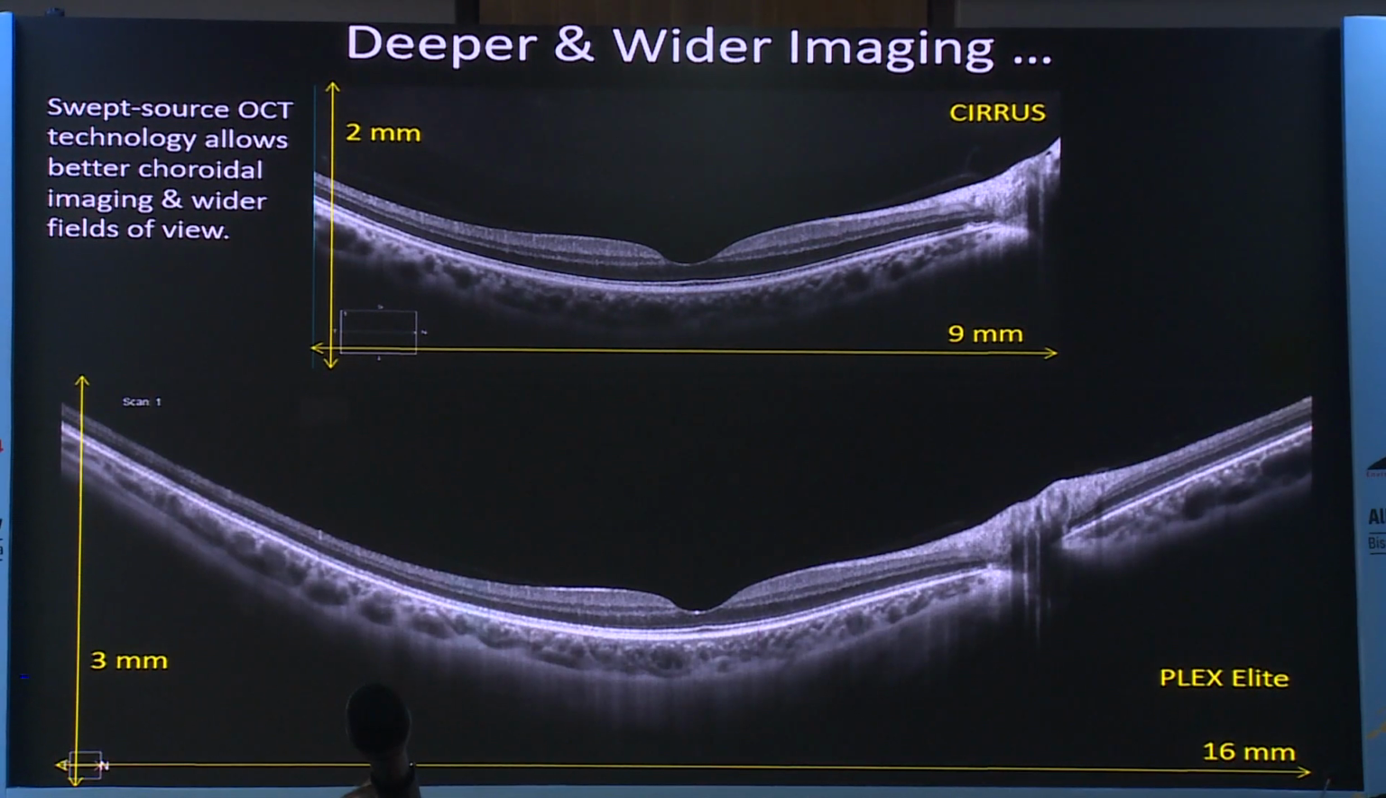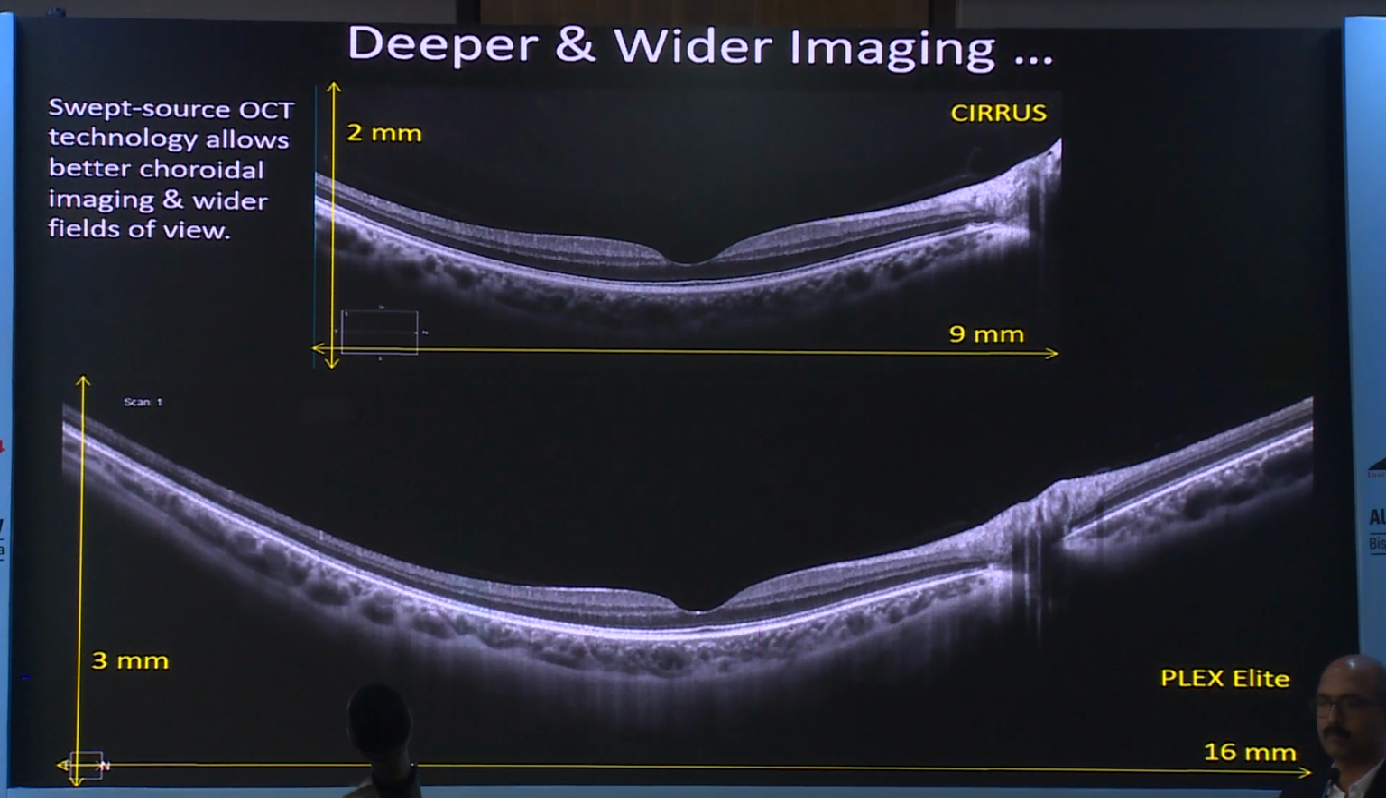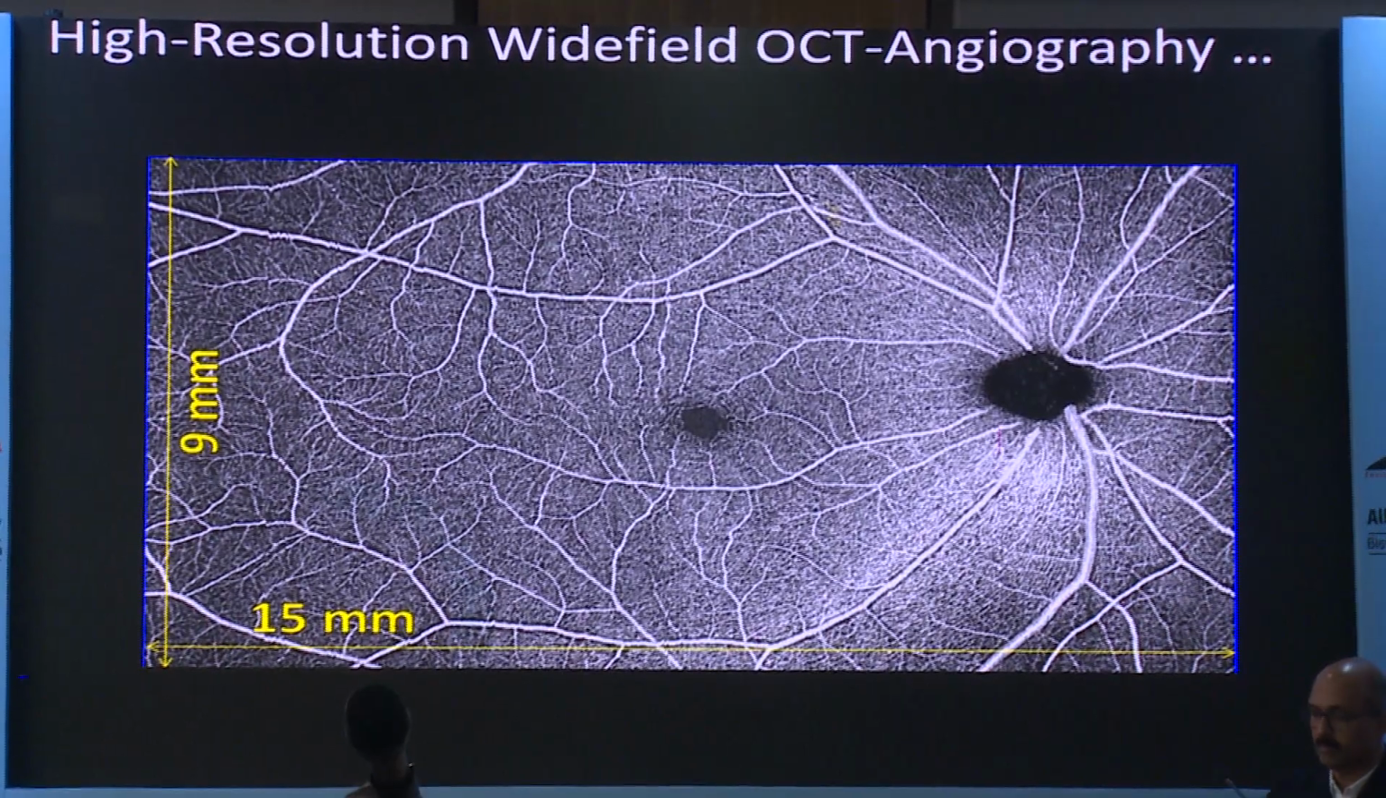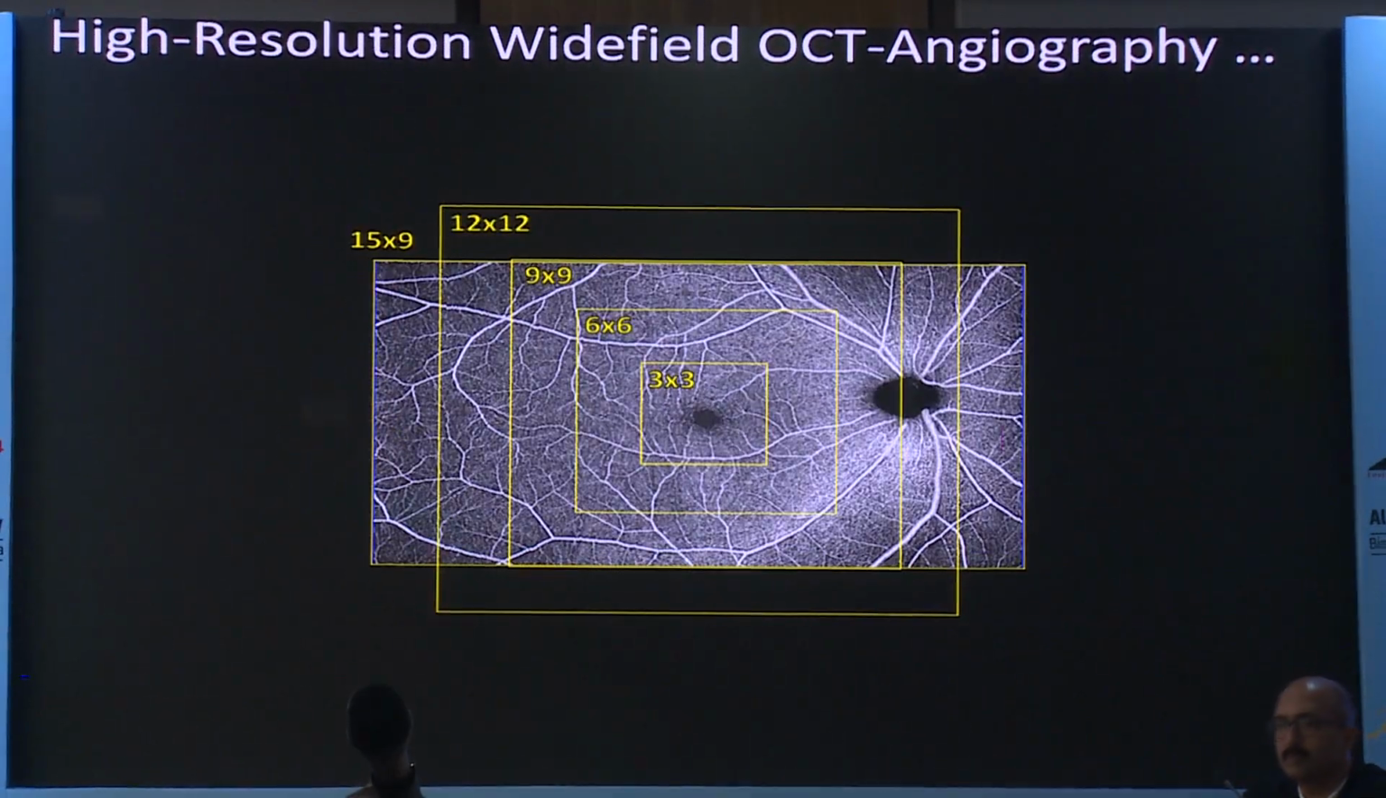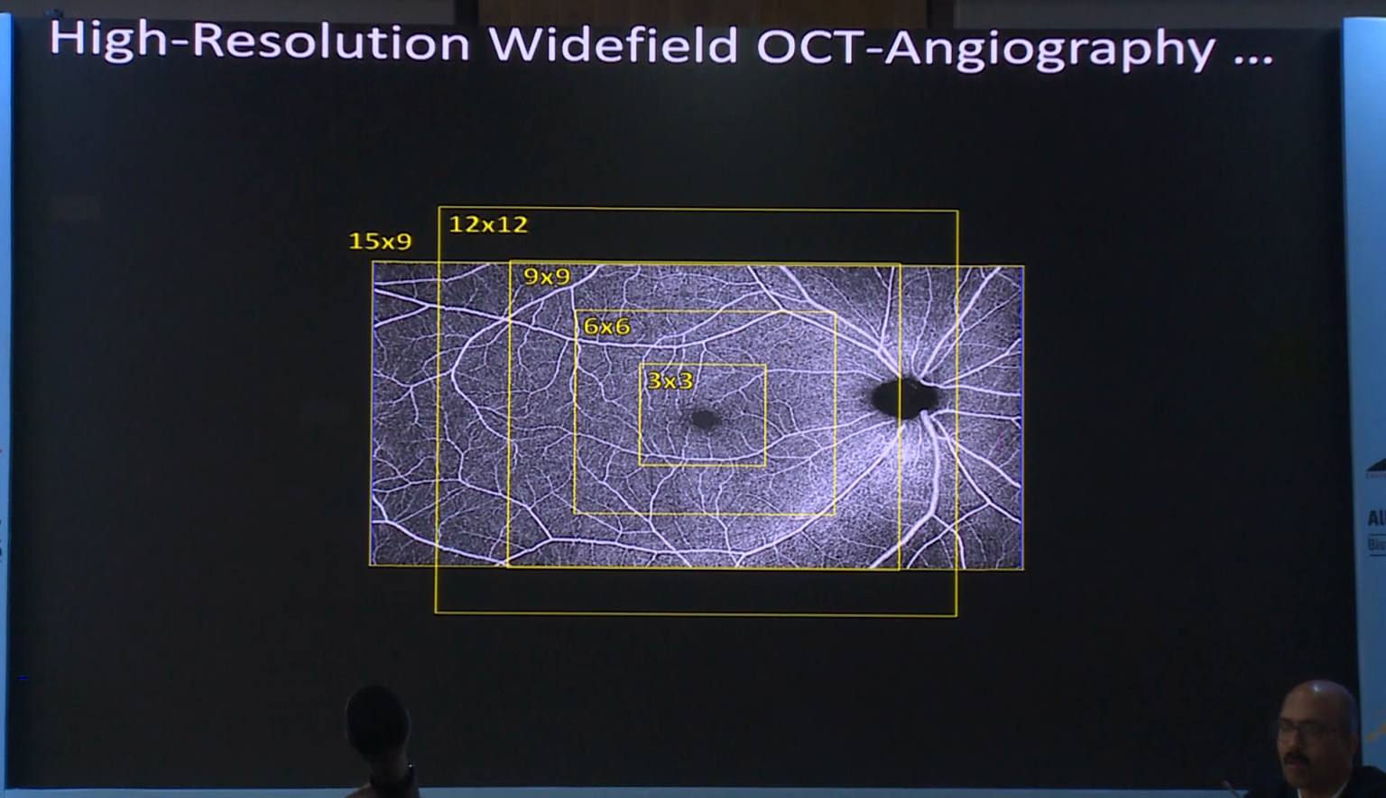Now with a widefield OCT, we are doing 16 mm scans, which are up to 3 millimeters deep. This is the advantage which we are reaping the benefit of. And this slide shows the different scans over time.